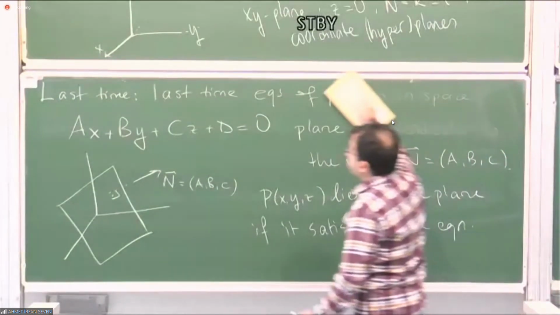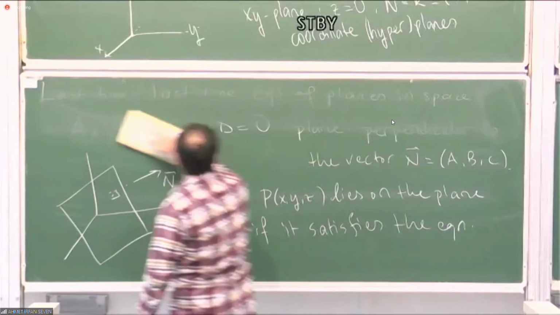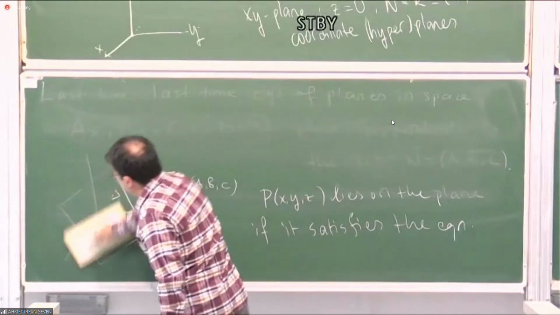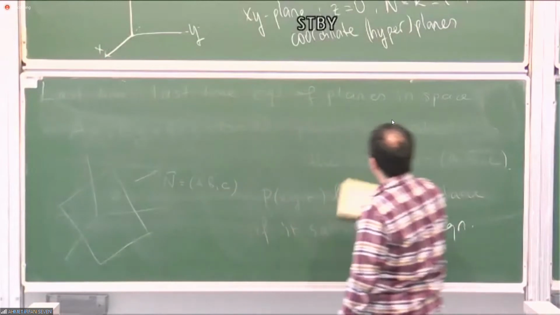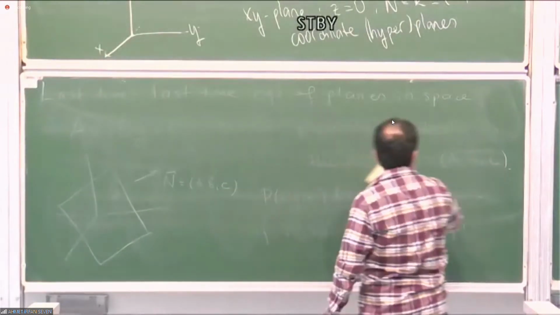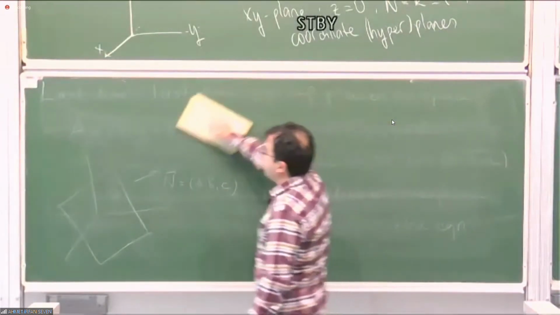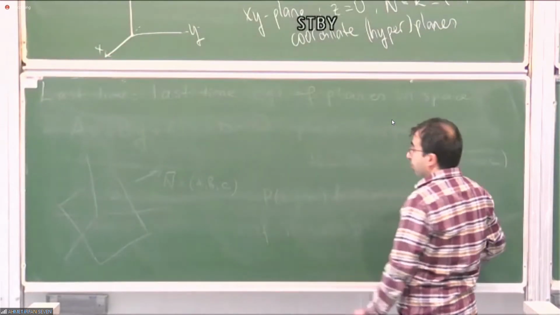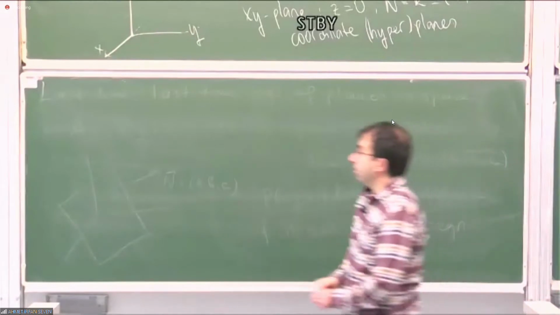Well, does a plane have only one equation? Of course not. It depends on the normal vector first, and also it depends on the points that we use to write it. All right. So remark.